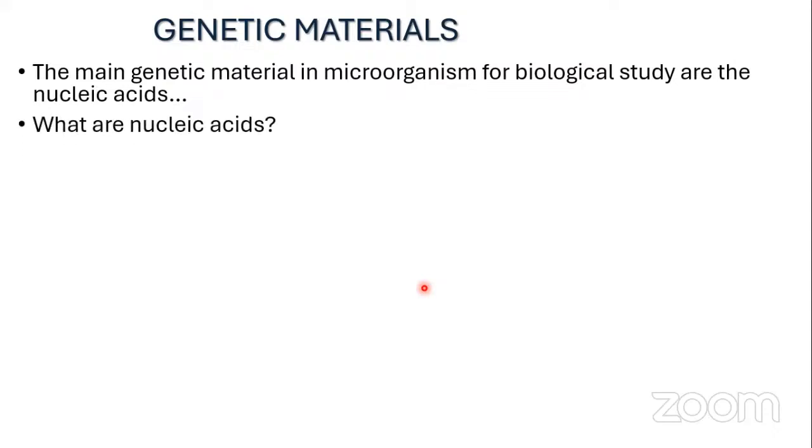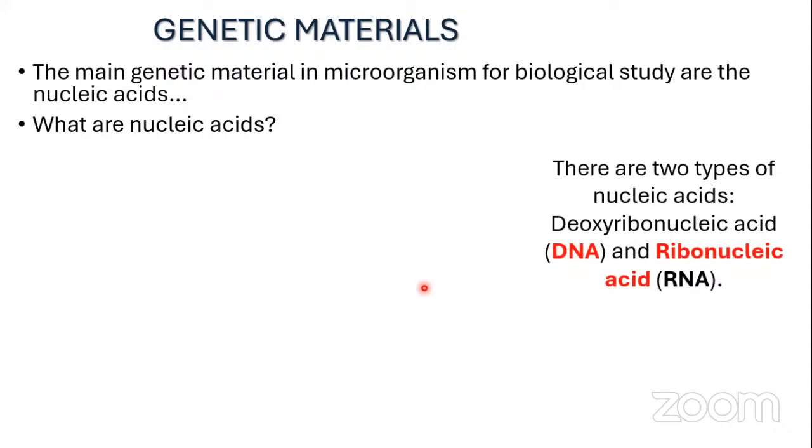So what are nucleic acids? They are material that carry genetic information from generation to generation. We have two types of nucleic acid: the deoxyribonucleic acid, which is the DNA, and the ribonucleic acid, which is the RNA.